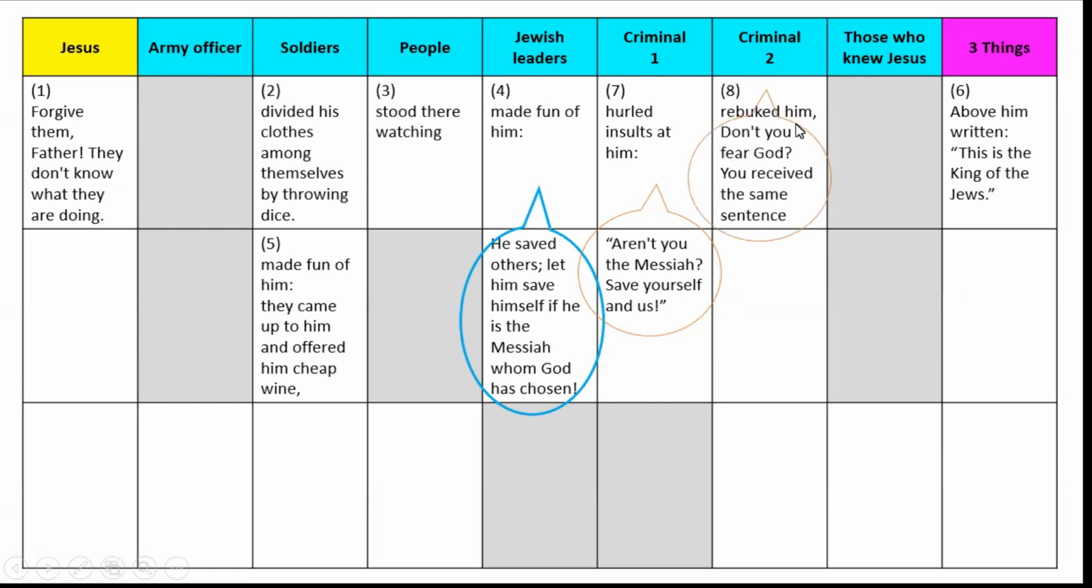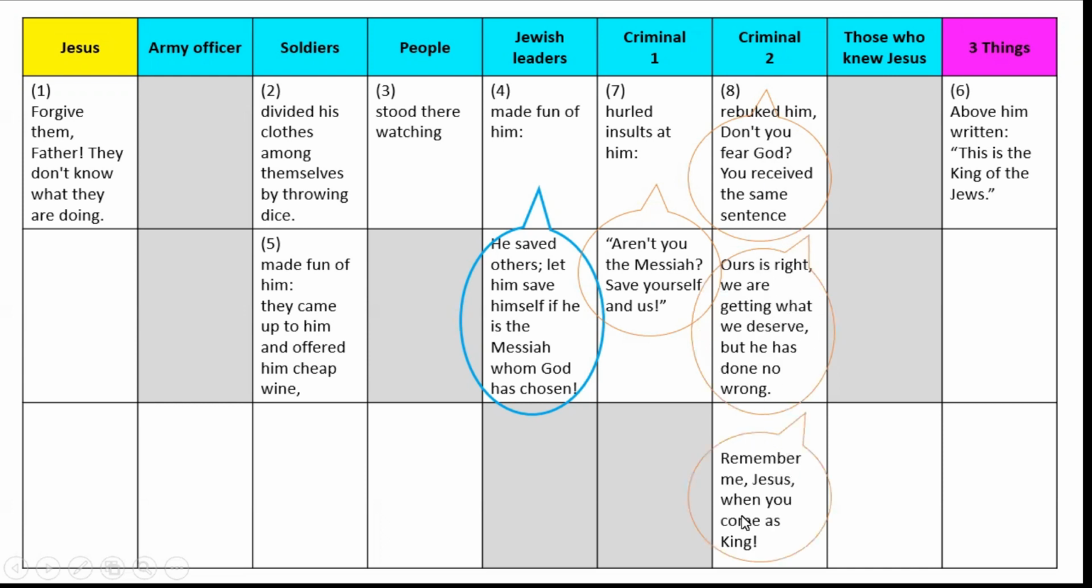The second criminal rebuked him. 3 things he mentioned. Number 1, "Don't you fear God? You receive the same sentence." Copy it in here. The second one, write it in here. And thirdly, write the third thing he said right at the bottom. Now in number 9, Jesus' response, you write this in. "I promise you that today you will be in paradise with me."